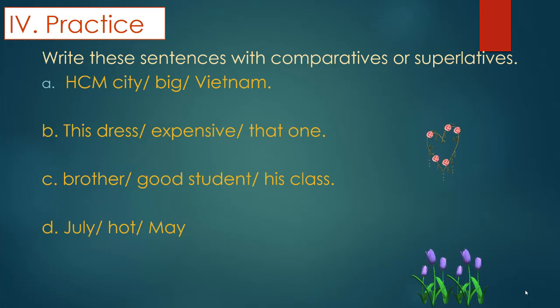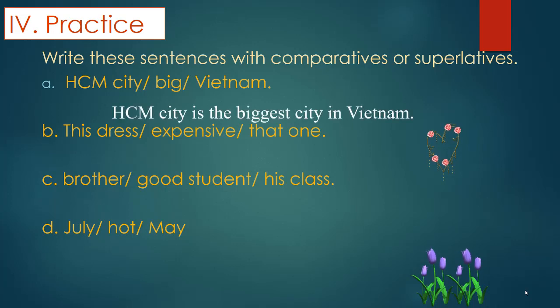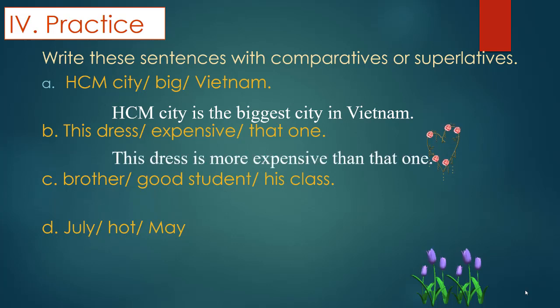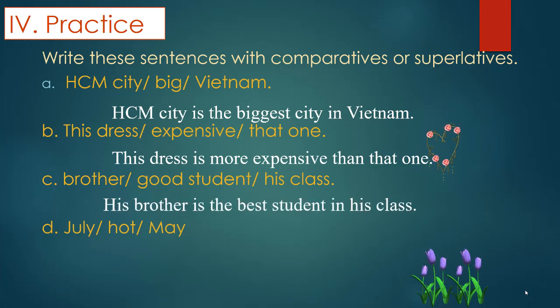Let's check the answer. A. Ho Chi Minh City is the biggest city in Vietnam. B. This dress is more expensive than that one. C. His brother is the best student in his class. D. July is hotter than May.